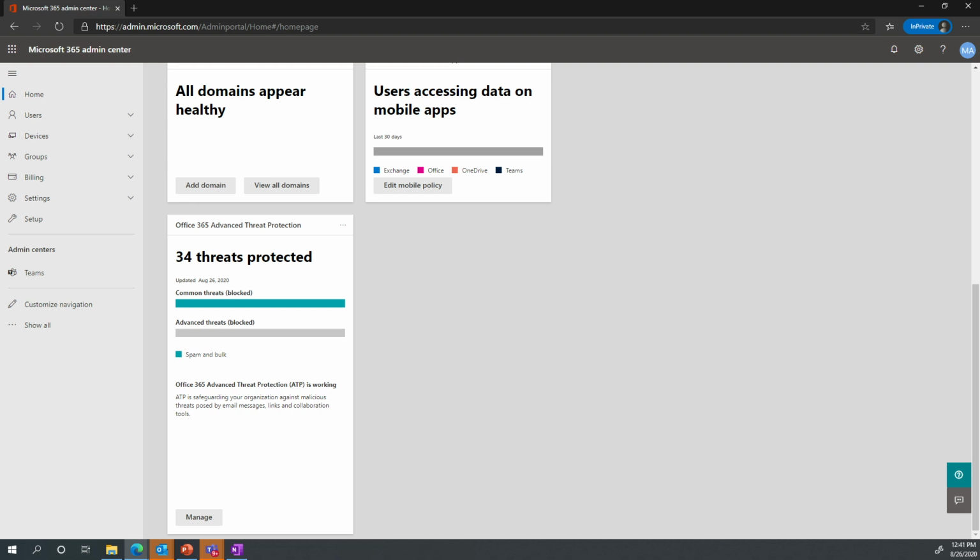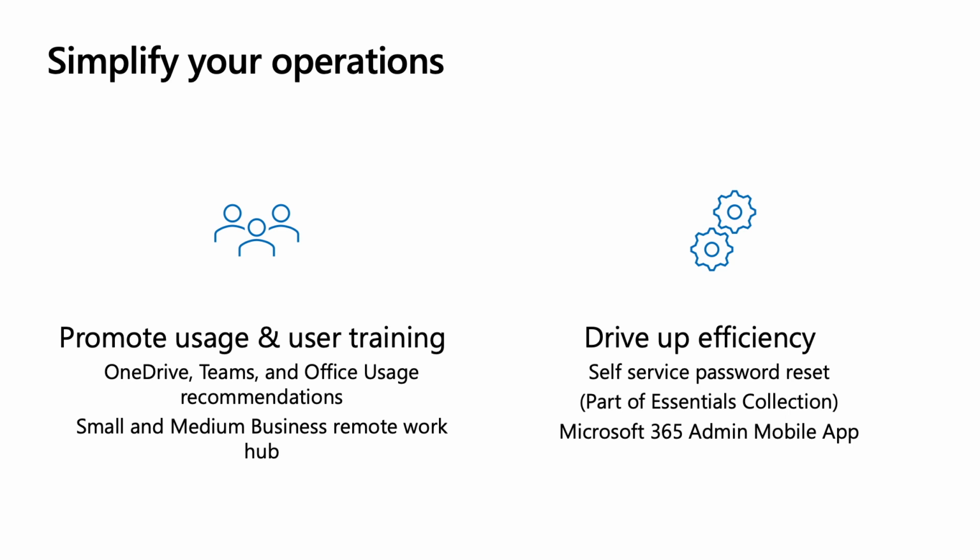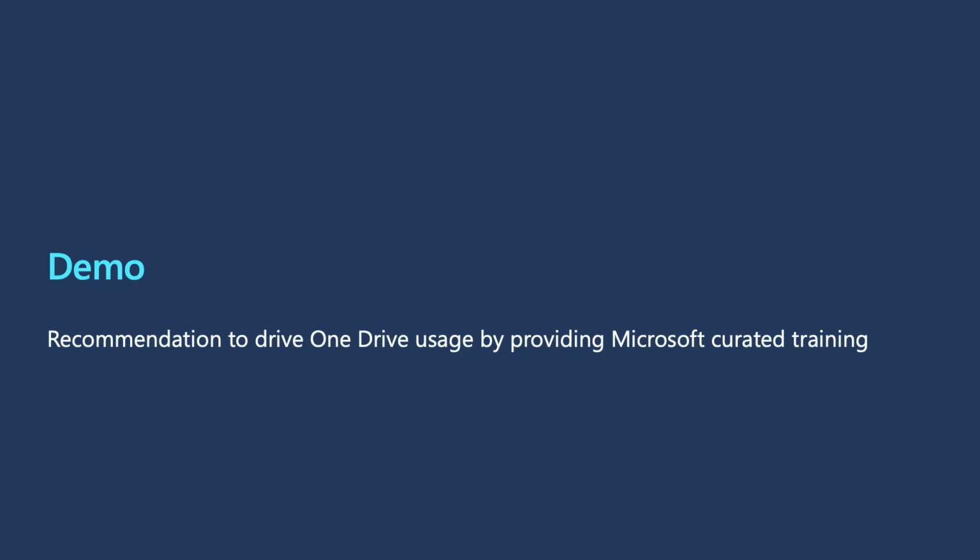Now that we covered security, it is also important that we simplify our operations. A lot of us have had to make changes in how we work and how our operations work, and it is important that these operations stay efficient and users are able to use products that help them work effectively. Let's look at a few things that we can do as IT admins to make that easier for our end users. One such thing is OneDrive usage recommendation.